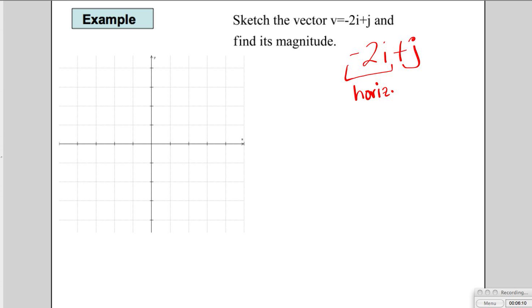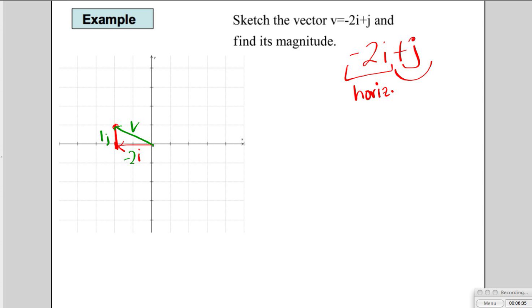And this is my i vector. My j vector would be up 1 because it's 1j. So I'll go up 1 from that point. That's my resultant vector. We'll start at the origin since that's where I started. This is actually my vector v, because I added negative 2i plus 1j to get to my resultant vector v.